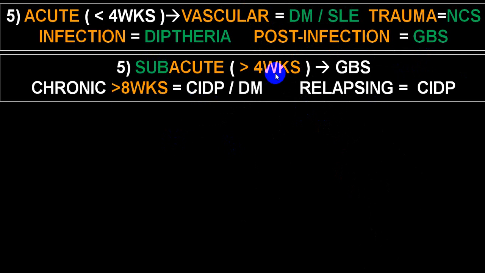In a subacute variety, which is more than 4 weeks, again GBS comes, because some cases of GBS can present with a slow onset. And whenever it takes more than 8 weeks, we call it chronic, and in that comes chronic inflammatory demyelinating polyneuropathy, and even diabetes can present as chronic. And there is one variety which can be relapsing, where the person improves in between and again gets an episode of involvement, we call CIDP, that is chronic inflammatory demyelinating polyneuropathy.